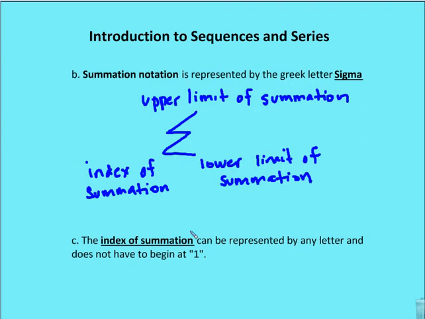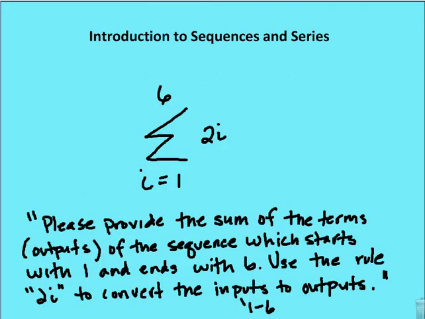The index of summation can be represented by any letter and doesn't have to begin at 1. So here's the index of summation. Typically in math we use i, but it can be any letter. It doesn't matter. And typically, the lower limit of summation will begin at 1, but it doesn't have to. Okay, so let's take an example. I've got my sigma, my sum of all values with the input starting at 1 and ending at 6. So I'm going to end up with 6 terms in my sequence, and I'm going to add those all together.